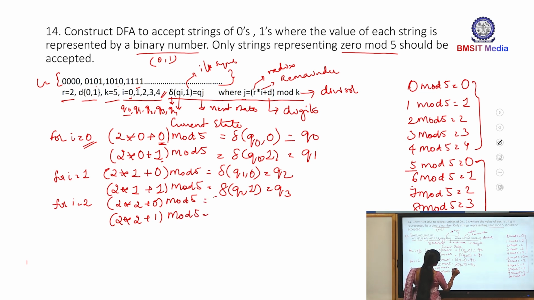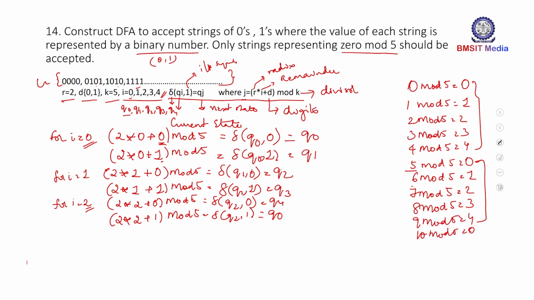So the transition here is delta. Because I am in Q2, this gives the current state as Q2. On accepting a 0, I compute the next state, which is 4 mod 5. 4 mod 5 is 4, so I write the state as Q4. In this case, it is 5 mod 5, so I can write it as delta Q2, comma 1. This is equal to 5 mod 5, which is 0. So it is Q0. So for the next condition, for i equal to 3.